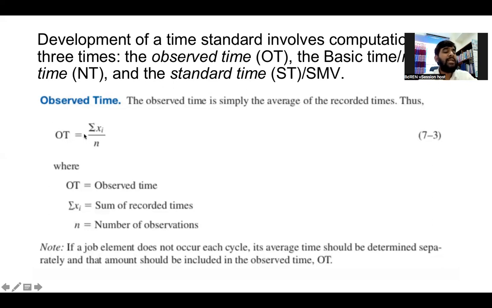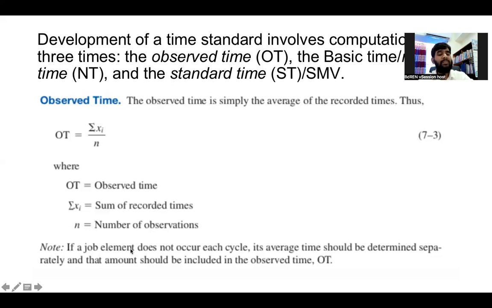You primarily decided the number of observations. Now you are calculating observed time. Observed time means that you record first trial 5 minutes, second trial 4 minutes, third trial 4 minutes, fifth trial 5 minutes. So you add these figures and divide by n. Then you will get the observed time. OT means observed time: sum of x is the sum of recorded times, and n is the number of observations.